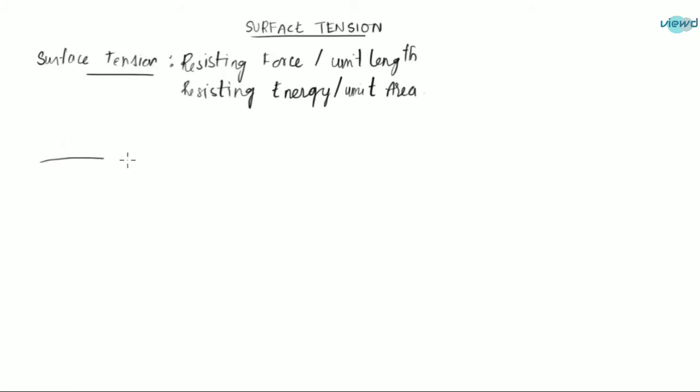Let us take an example. This is the surface separating. Let us say here there is air and here there is some liquid. Now if we consider a particle inside the liquid, this particle is attracted by adjacent particles with same magnitude in all directions.